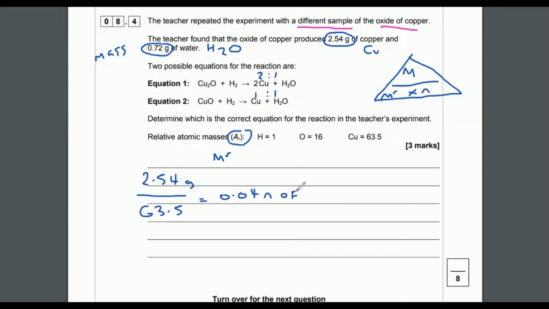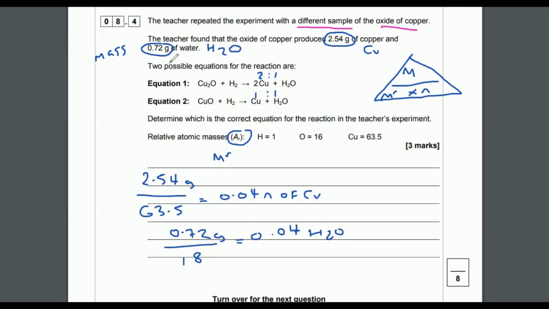Now we need to find out how many moles of water we have. So we need to divide the mass of the water, which it told us in the question, which I've circled here, is 0.72 grams. We need to divide the 0.72 by the MR of water. To work out the MR of water, you do 2 hydrogens plus an oxygen, which is 18, and you'll find you get 0.04 moles of water.